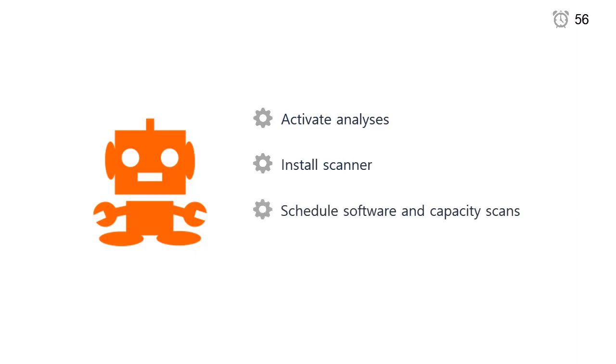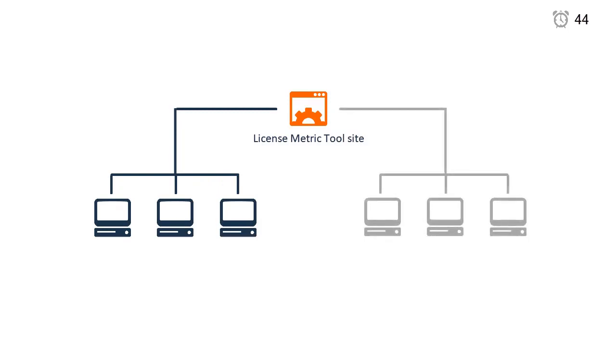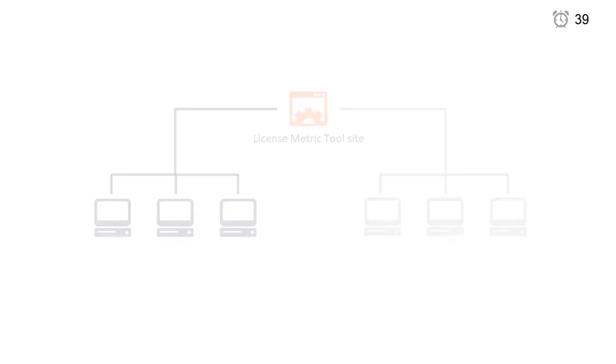Default scan configuration ensures that actions necessary to collect software and capacity data are scheduled automatically. This includes activating the analysis, installing the scanner, scheduling software and capacity scans, and uploading their results. Those actions are automatically scheduled on each computer that is currently subscribed to the IBM License Metric Tool site. They're also applied to computers that are subscribed to the site at a later time.